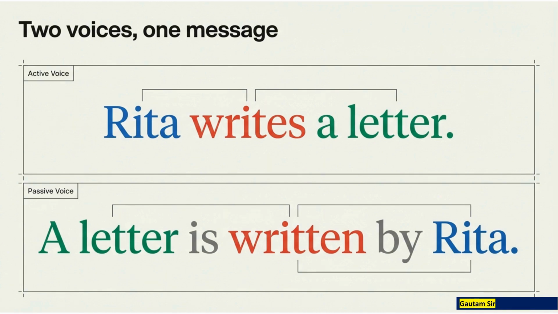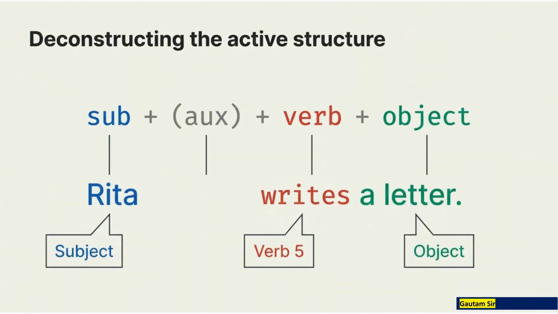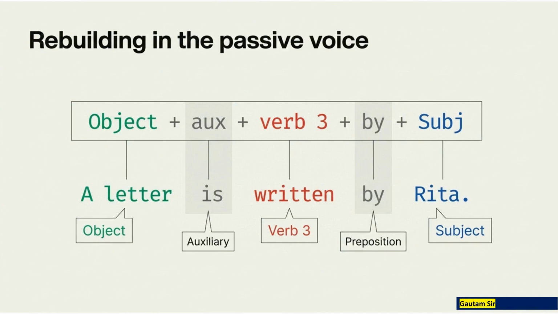in the passive voice. The active structure follows the basic pattern of subject plus auxiliary plus verb plus object. The example sentence shows Rita as the subject, writes as the main verb, and a letter as the object. When rebuilding in the passive voice, the object becomes the new subject. The structure changes to object plus auxiliary plus verb 3 plus preposition plus subject.